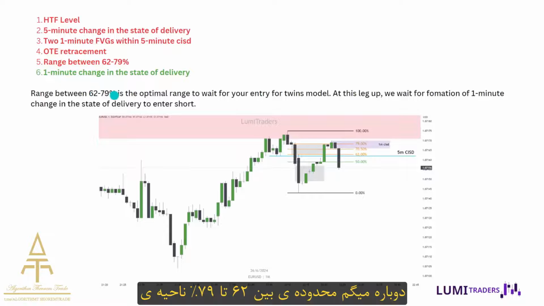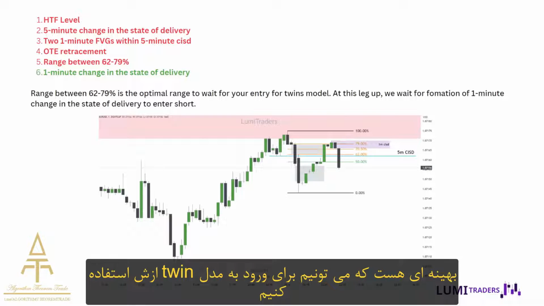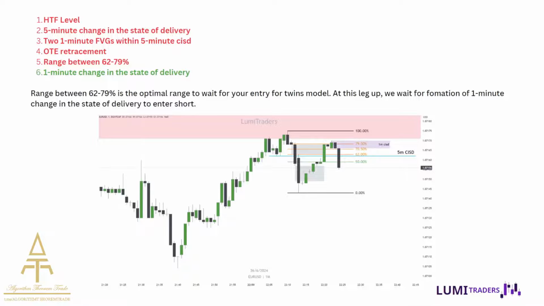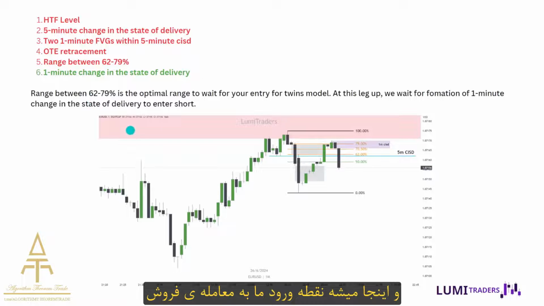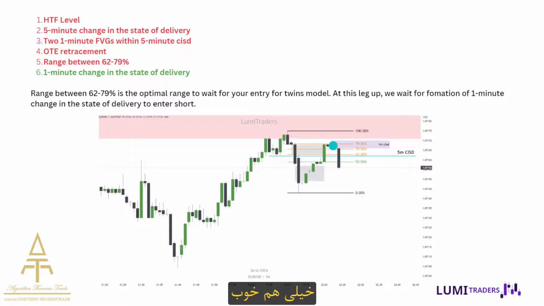Once again, range between 62 and 79% is optimal range to wait for your entry for twins model. At this leg up, we wait for formation of 1 minute change in the state of delivery. And this is going to be our entry for short. Here we go. Move up, 1 minute bearish order block.